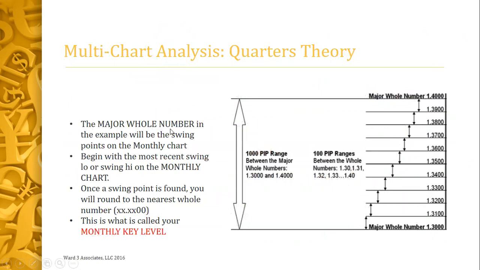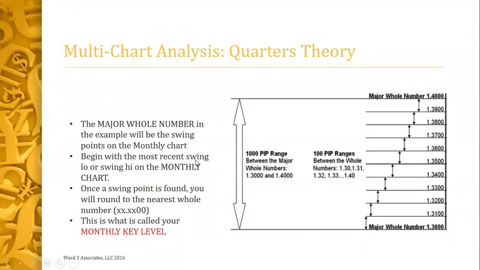So the major whole number in the example will be the swing points on the monthly chart. The major whole number is the price number over here. So this is $1.30 to $1.40. Basically 10 cents, guys, in a normal currency pair is 1,000 pips. Okay, I'll repeat. 10 cents is 1,000 pips.